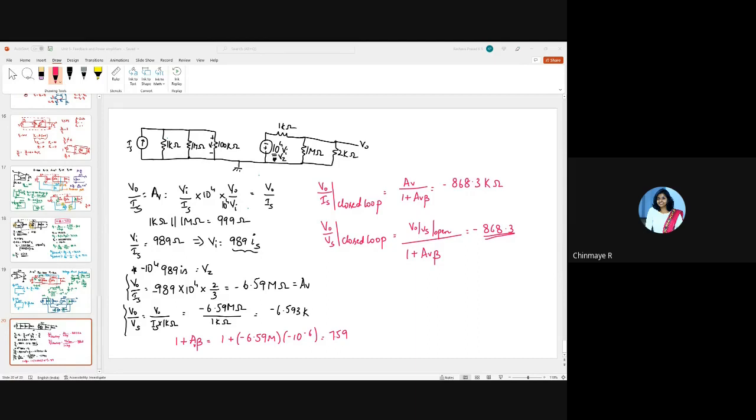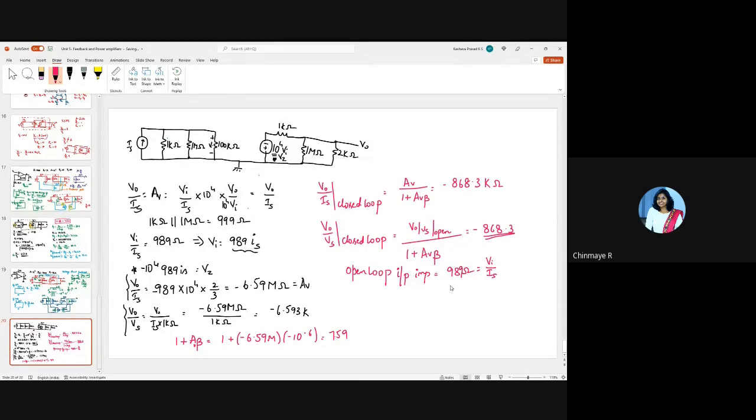Okay. So now let's calculate what are the input and the output impedances. So we'll calculate the input impedance by taking into account the 1 kilo ohm also, right? So here we have already calculated the input impedance. Vi by Is itself is the open loop input impedance of the amplifier, which we have already calculated to be 989 ohms. So now 989 ohms. Okay.